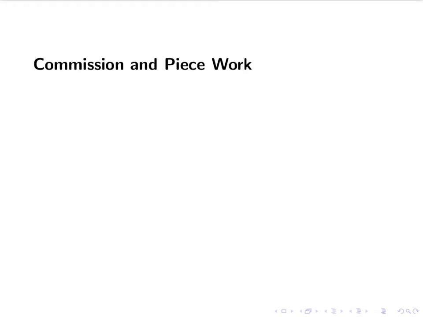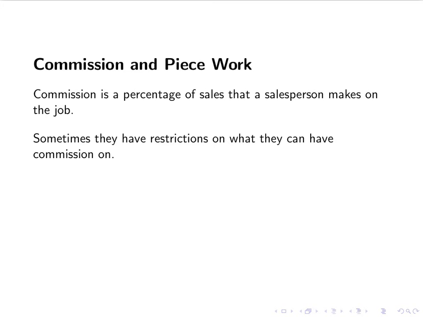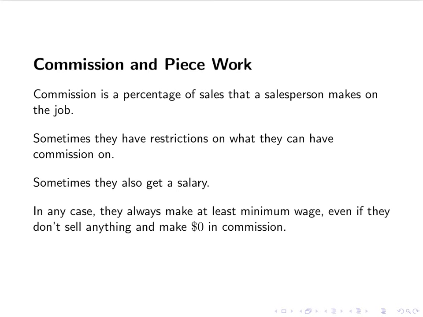Hello everyone, today we're going to look at commission and piecework. Commission is a percentage of sales that a salesperson makes on the job. Sometimes they have restrictions on what they can get commission on, and we'll talk about that as we go through it. And sometimes they also get a salary. In any case, they always make at least minimum wage, so keep that in the back of your mind. Even if they don't sell anything and make $0 in commission, they're still going to get at least minimum wage.